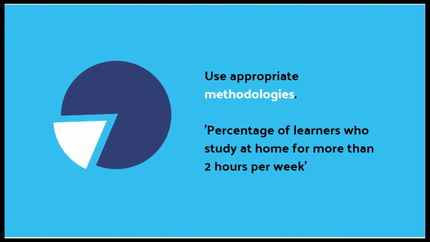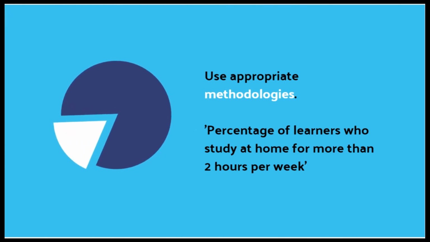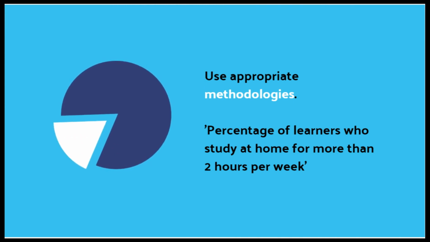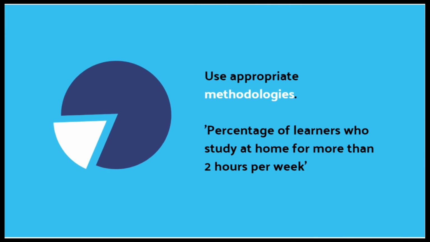For instance, if you had an indicator of percentage of learners who study at home for 2 hours per week, you might want to collect this information in a learner survey. This is subjective, and so you might want to use a parent survey to verify this information. These surveys are your methodology. Avoid overly complex indicators that require a complex methodology.